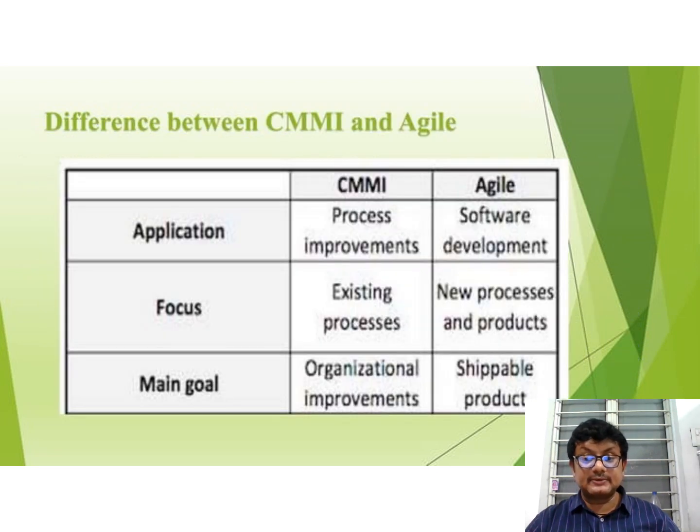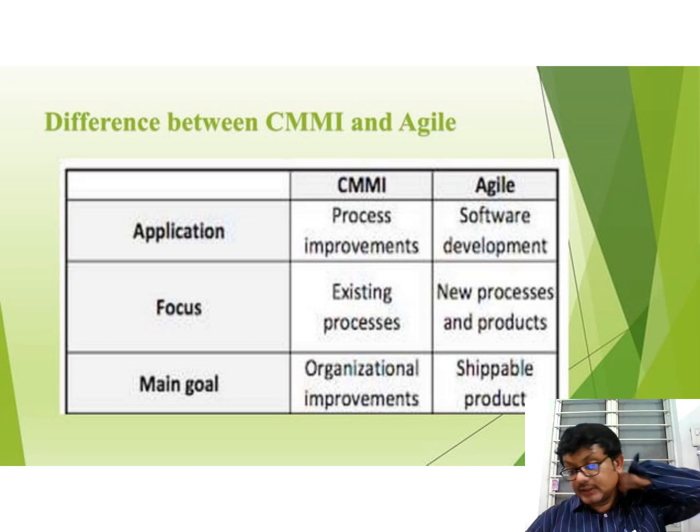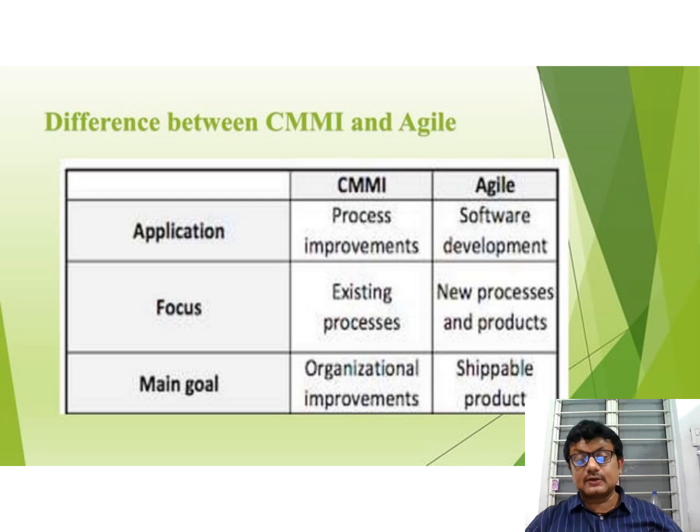What is the difference between CMMI and Agile? The application. Coming to the application, CMMI is process improvement, concentrating mainly on that, whereas Agile is software development. The main focus of CMMI is on existing process, whereas the Agile main focus is new process and products. The main goal of CMMI is organizational improvement. Agile's goal is a shippable product.